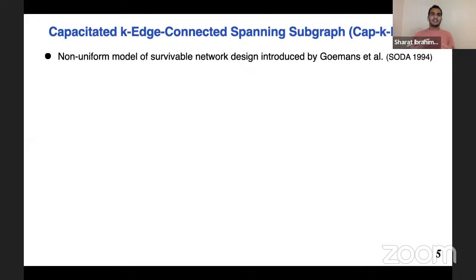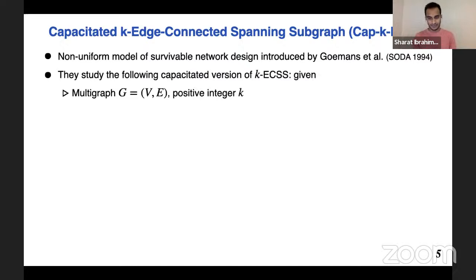There is another non-uniform model of survivable network design called the capacitated K-edge connected spanning subgraph problem. This was introduced by Goemans et al. And this model has close connections to (P, Q)-FGC.